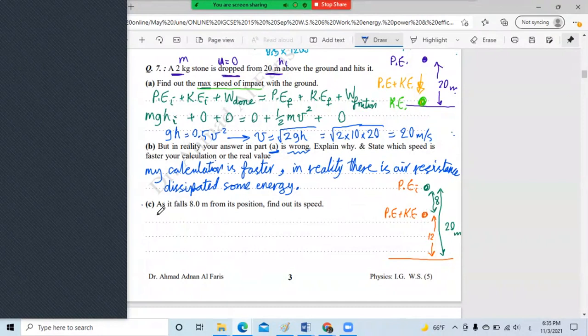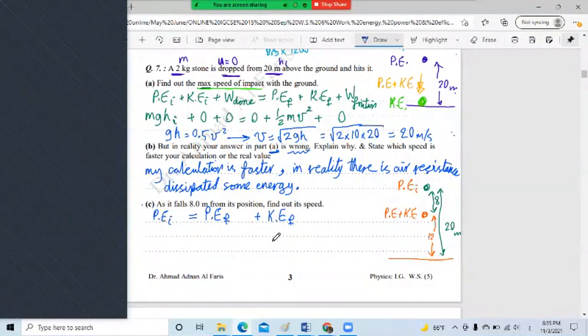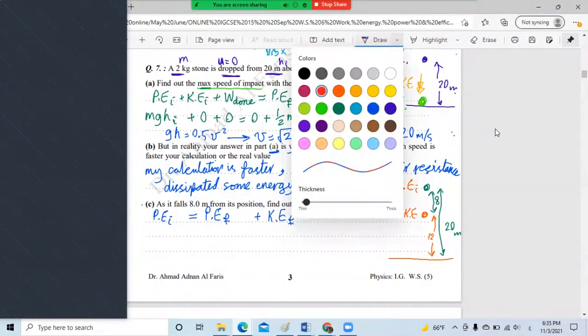So we are going to use the whole formula, but in a short way. Potential energy initial, plus kinetic energy, which is 0 initially, plus work done, which is 0 also. There is no kinetic energy, there is no work done. I didn't push it, I dropped it. That is equal to potential energy final plus kinetic energy final, the potential energy at this position plus the kinetic energy at this position. So let's substitute the values.